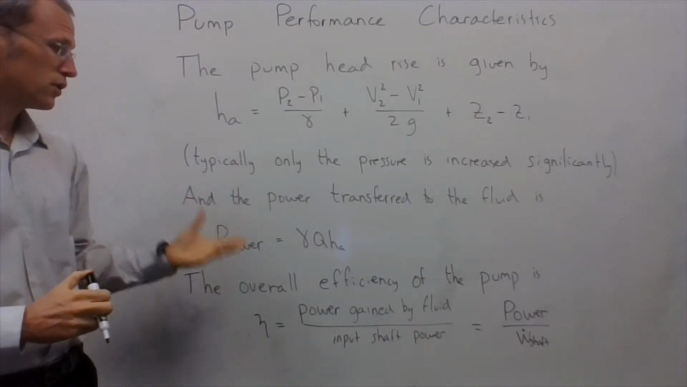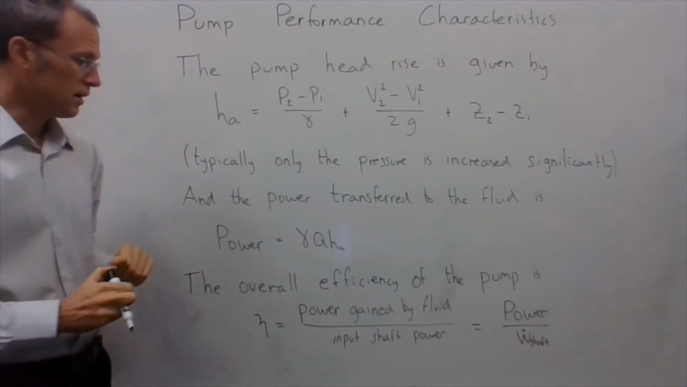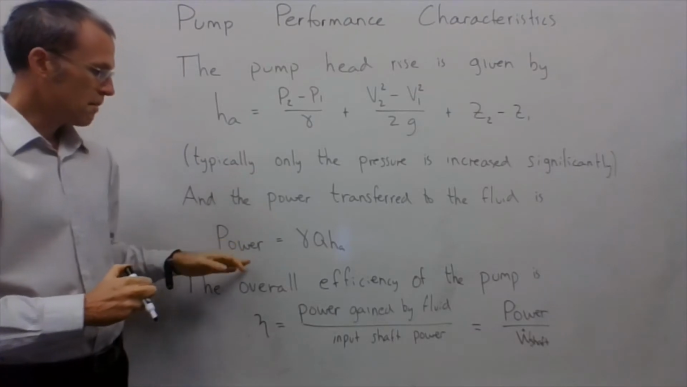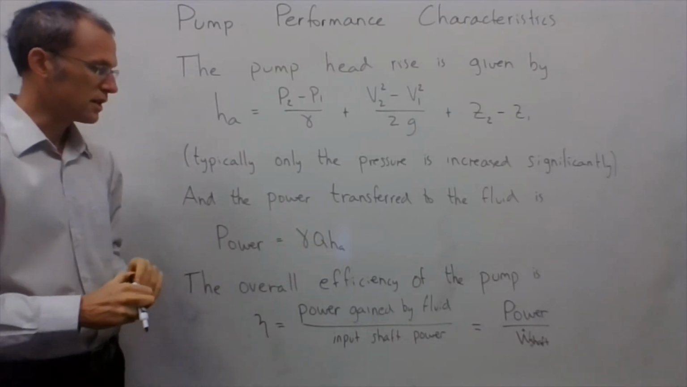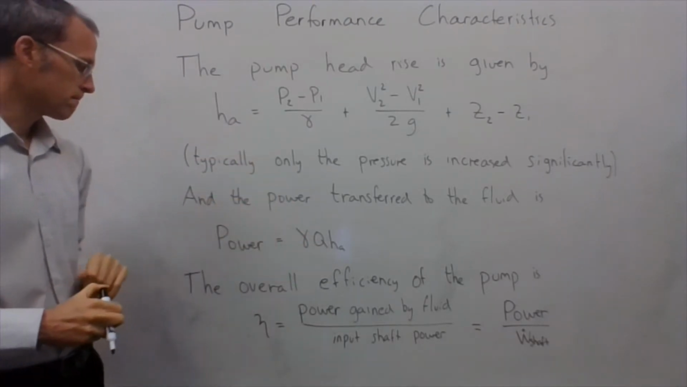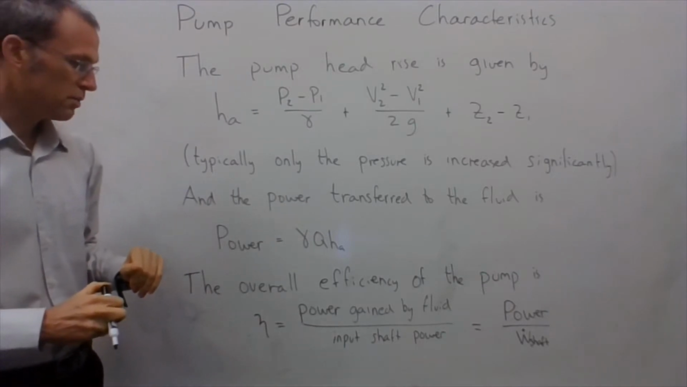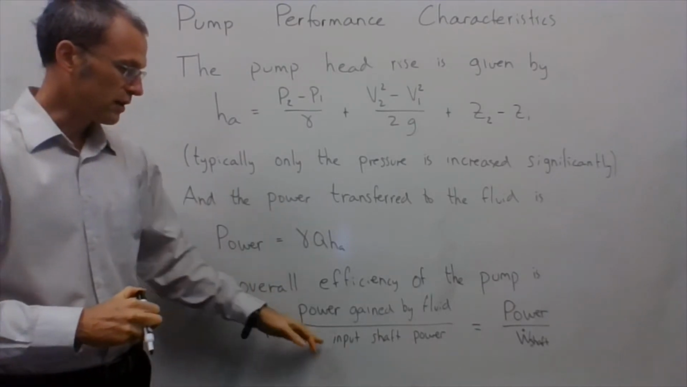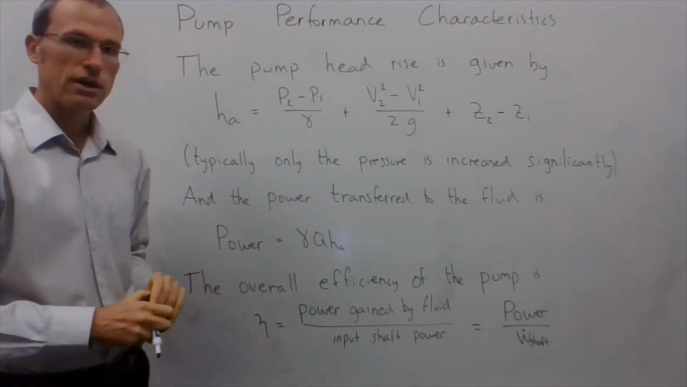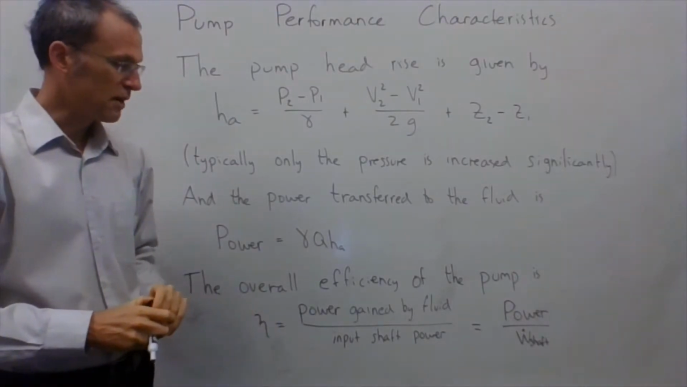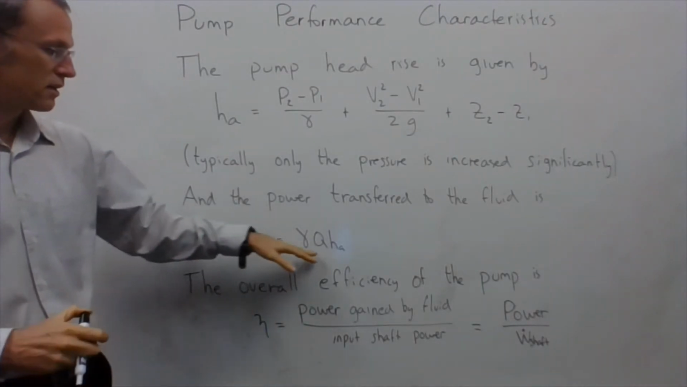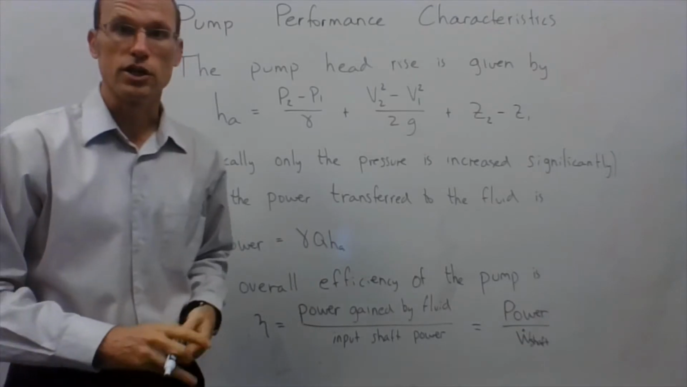Power transfer to the fluid. Again, we saw this a few weeks back. Power is gamma times Q times the head, in this case HA. And the overall efficiency of the pump is basically power out divided by power in, so power gained by the fluid divided by the input shaft power to the pump. So basically this quantity divided by my W dot shaft.